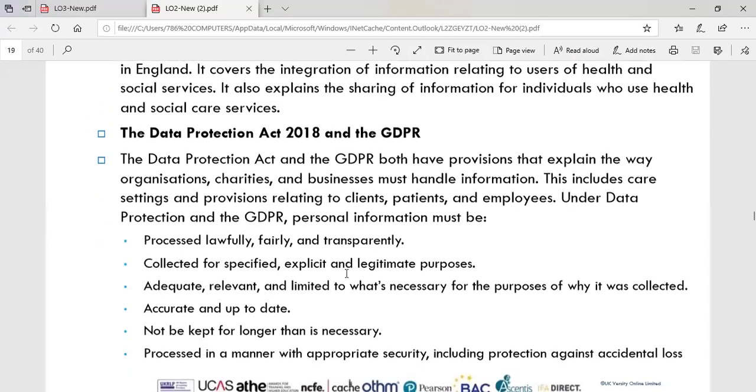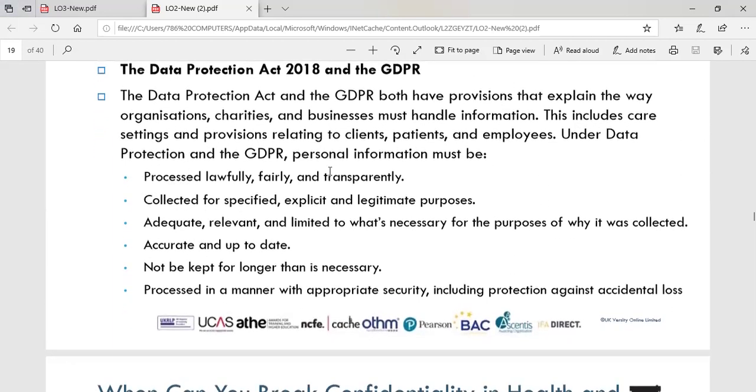So the GDPR mentions your personal information, and you should make sure that the patient or the service user you have with you has a good understanding of whatever's mentioned in it. This personal information, it says, must be processed lawfully, fairly, transparently, and it's collected for specified, explicit, and legitimate purposes. This has to be mentioned there. There has to be adequate, relevant, and limited information to what's necessary for the purpose of why it was collected.